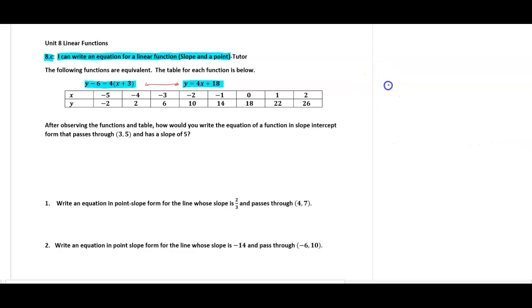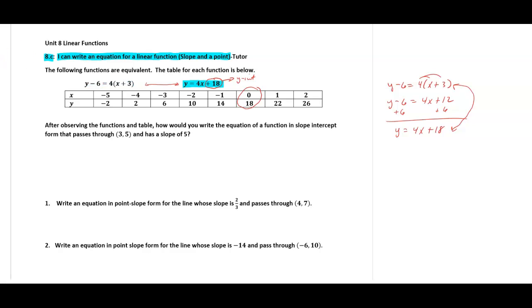Now you have to understand that these two equations are equivalent. If I took y minus 6 equals 4 times x plus 3, and I go ahead and simplify this and solve for y, I distribute the 4 to get 4x plus 12. Then to get y by itself, I add the 6. What you notice is I end up with 4x plus 18, showing that these two equations are equivalent, meaning they're the same equation, just written differently. Now we know right away from looking at the second equation that this here is the y-intercept for the function. And if I look at the table, that point is very clear.